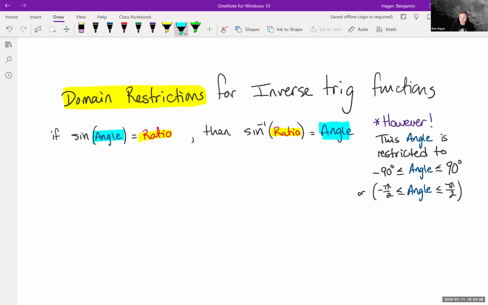There is a huge caveat here that, if we don't pay attention to it, is going to bite us time and time again in this course. This angle right here that came out of the sine inverse function is restricted. It's only allowed to be between negative 90 degrees and 90 degrees, or if you're thinking radians, from negative pi over 2 to pi over 2. That's it. So let's take a look at why, and then let's see where we're going to encounter this.